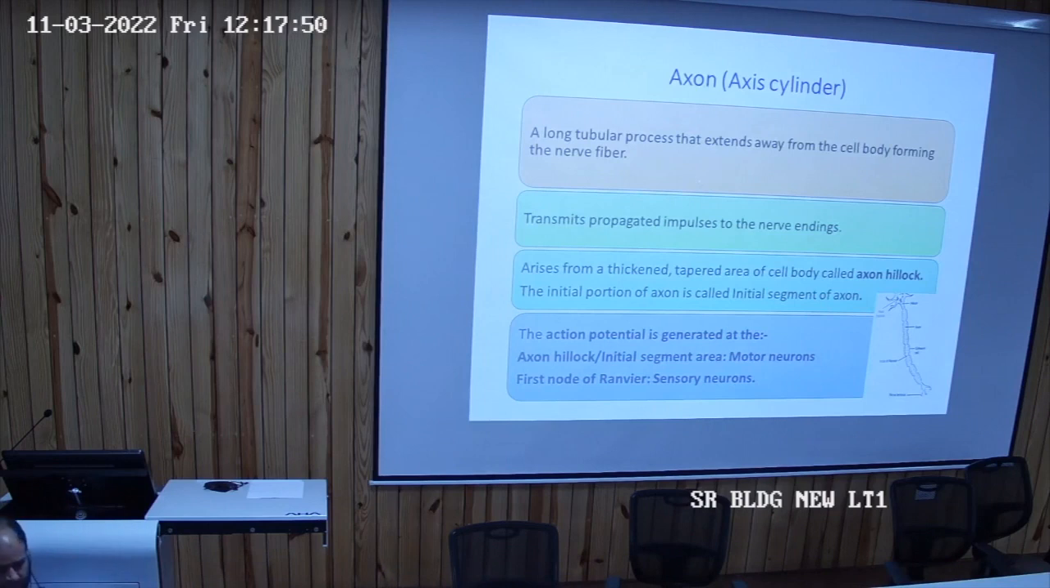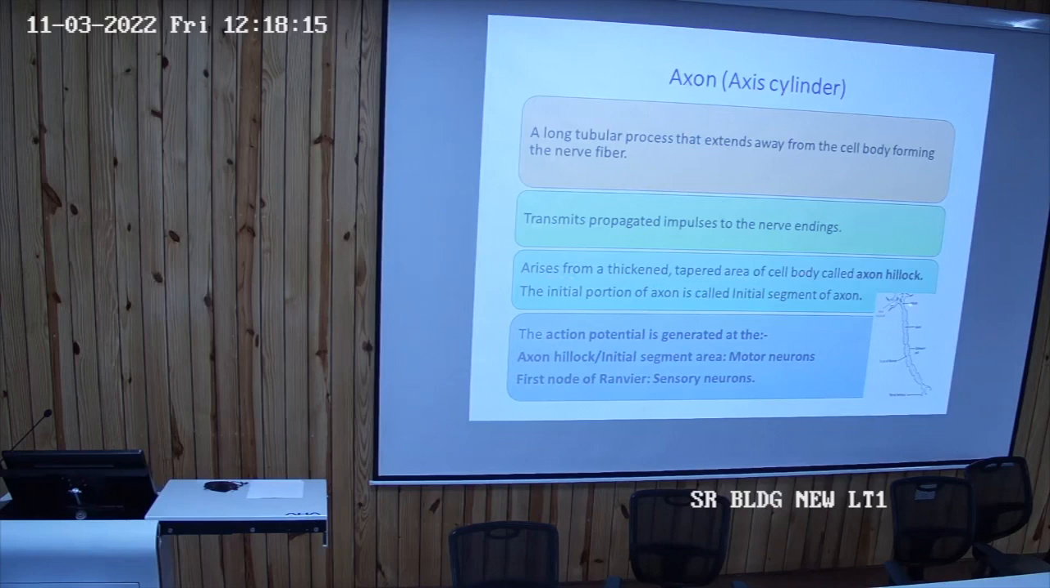Obviously, whatever the information which has been caught, it has to be transported. Okay, and this will be transported away from the cell body and to the terminal ending. Okay, so that it will be passed to the other neuron or other tissue. Okay, so they will transmit the propagated impulses to the ending.